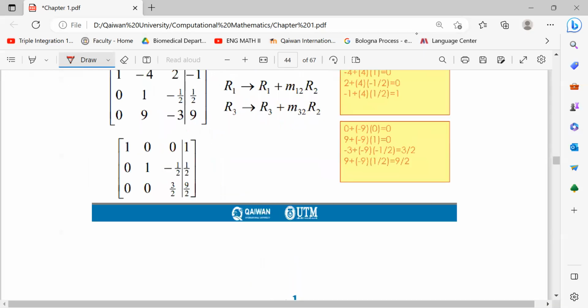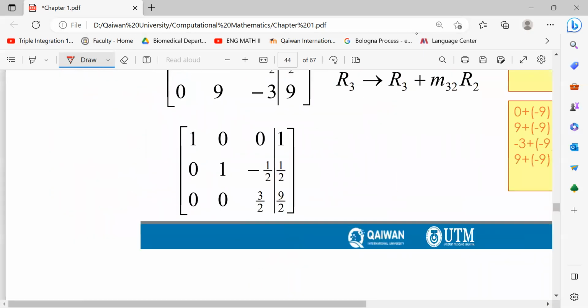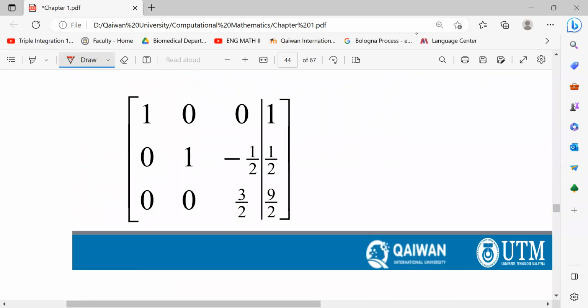Now we have this matrix. What we do? We need to change this entry to 1 because it's the next leading entry. Look, this is the first leading entry that you worked on and changed these two to 0. Then the second leading entry is this one, and we worked on it and changed these two to 0. So what's the next leading entry? Yeah, 3 over 2. Yes. This one is the leading entry.